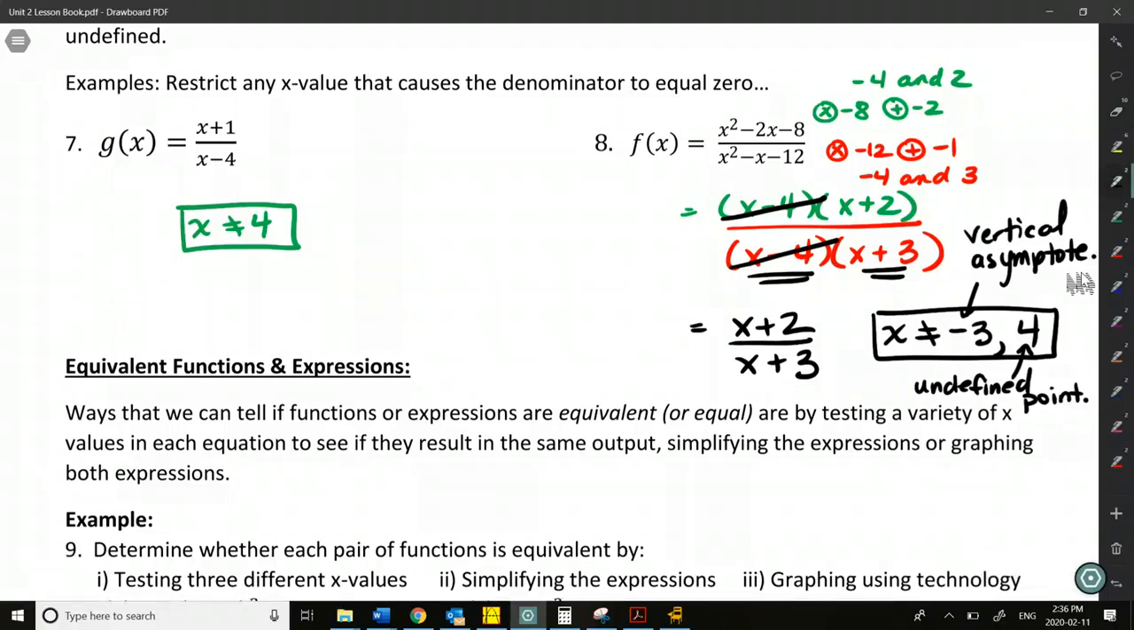Okay, so canceled out along the way, just an undefined point. You can still see it in the final answer, vertical asymptote. So is this guy an undefined point or a vertical asymptote? Say it louder. This is a vertical asymptote, right? It doesn't get canceled. We can still see it in the final answer. So this guy would be a vertical asymptote.